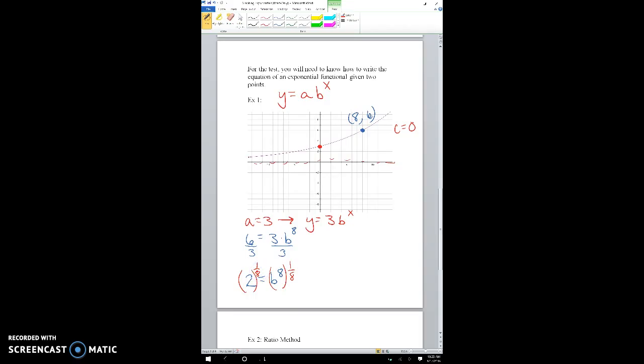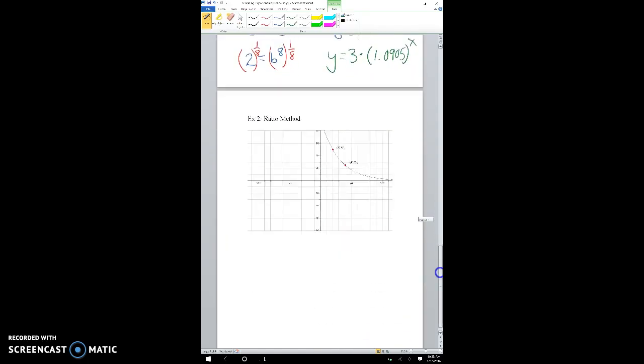Okay. So when you raise both sides to the 1/8, you get that b equals, okay, so I'm going to my calculator, 2 raised to the 1/8, 1.0905. So for our final answer, we get y equals 3 times 1.0905 to the x. So if you've done modeling, this models a quantity that starts at 3 and grows by about 9.05% per period. Okay.